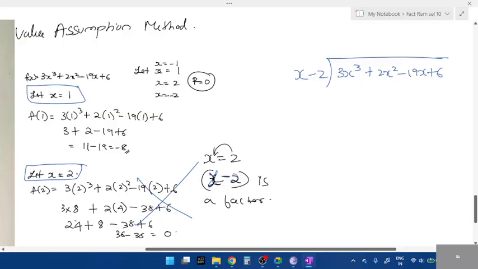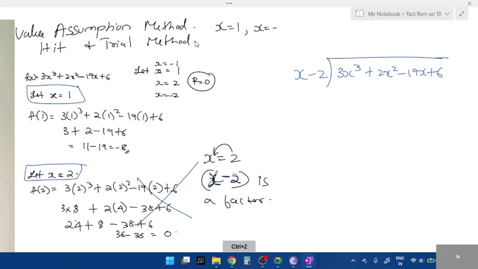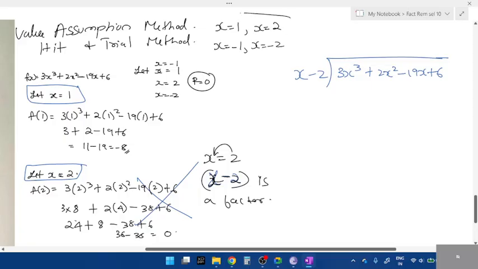You can call it value assumption method or hit and trial. The rule for this is: take x is equal to 1, x is equal to minus 1, x is equal to 1 and 2. If you're not getting 0, take x is equal to minus 1, x is equal to minus 2.